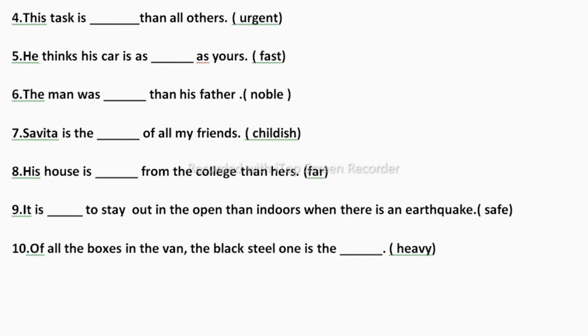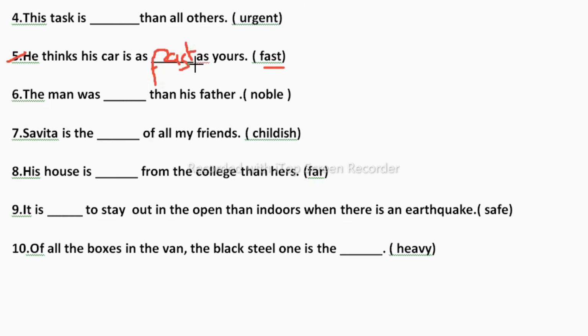Now let us see the next one. He thinks his car is as dash as yours. So here positive degree they have given to you. You have to use this positive degree, and you have to complete the blank. You have to complete this sentence. So he thinks his car is as fast as yours. No changes here. We have to write the positive degree only here.